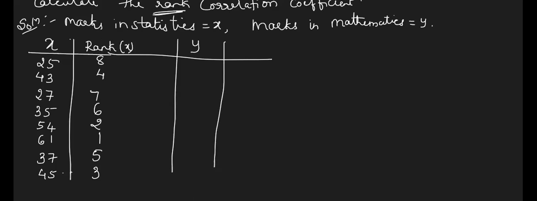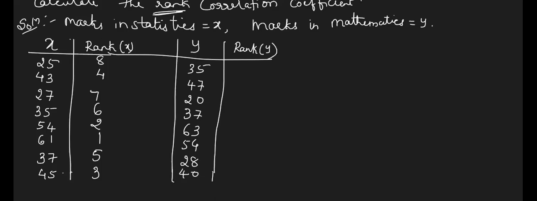Similarly for y, write the marks obtained in mathematics. Again, you can help me. 35, 47, 20, 37, 63, 54, 28, 40. Again, same way. This is called the rank assigned to the variable y. Who will get the first rank here? Which mark is highest? 63. 63, first rank.